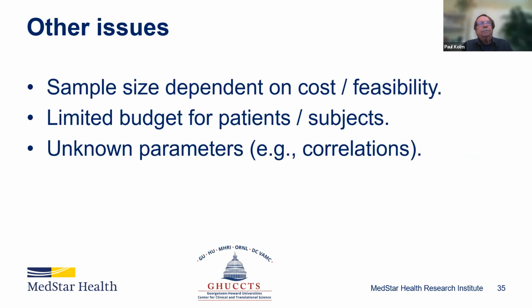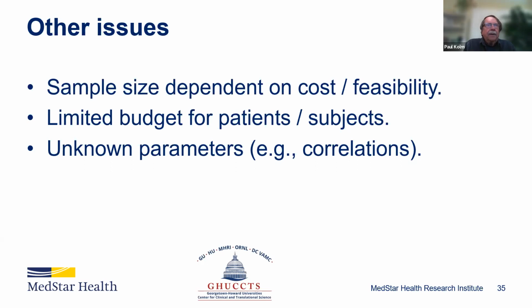So the primary issue that's true of sample size calculations is that it turns out to be highly dependent on the cost and feasibility of getting patients or subjects, because everybody has a limited budget. There's only so much money, and so that means that there's only so many patients or subjects.